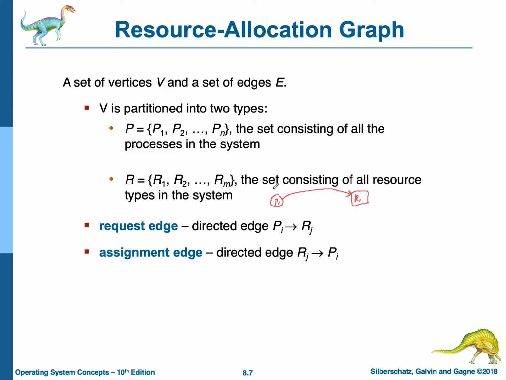Now first I tell you that a process is represented with this circular symbol, and the resource is represented with this rectangle or square symbol, right? Another thing is the edges: the request edge and the assignment edge are represented with arrows. This arrow from process to resource is the requesting edge, and from resource to process is the assignment edge.